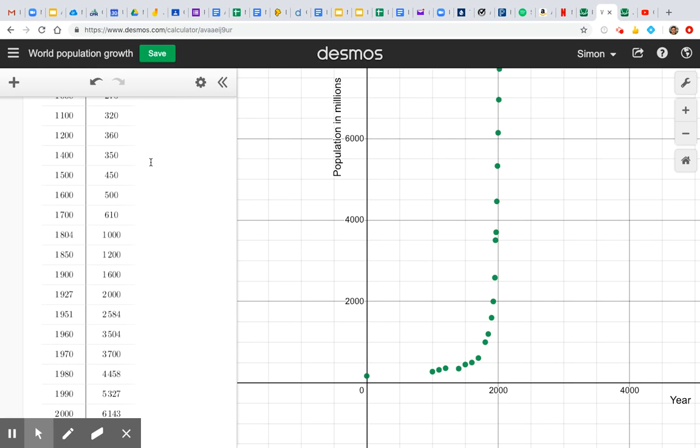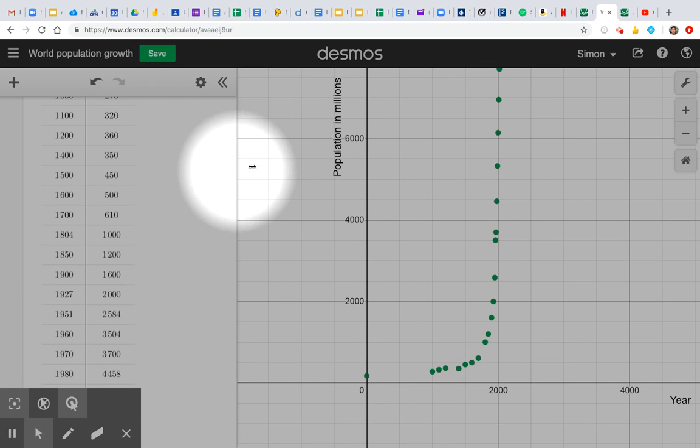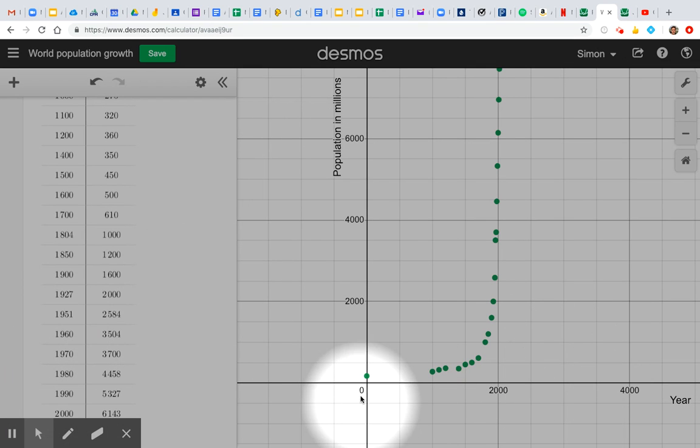Now here's another example, and on this one we have the year, so going from the year 0 to the year 2000, so almost present, close to 20 years ago, and then the world population. And so you can see that the population has grown exponentially.